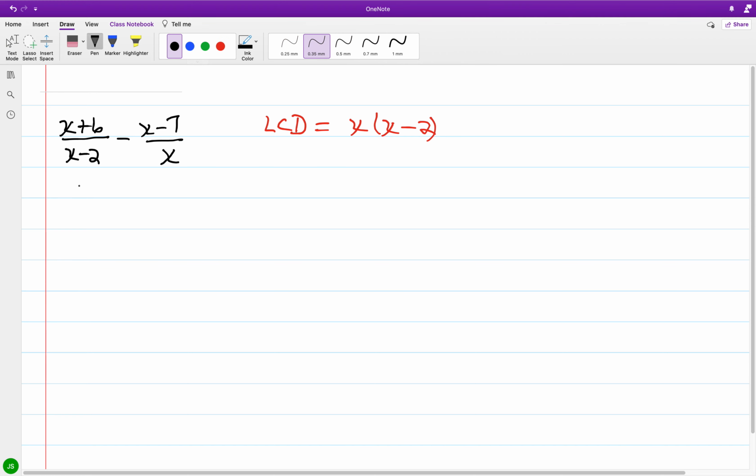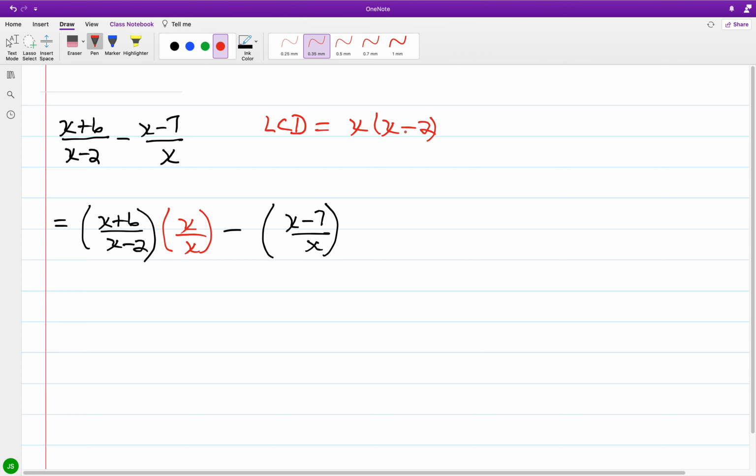And if I take what I have here, first of all, with x plus 6 over x minus 2, I have x minus 2, but I'm missing the factor x. So I can multiply this ratio by 1 in the form of x over itself. Next in line, we have x minus 7 over x. We have the x factor, but we are missing the x minus 2 factor. So I'm going to multiply this second ratio by 1 in the form of x minus 2 over itself.